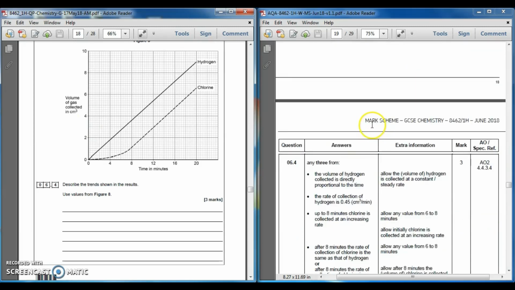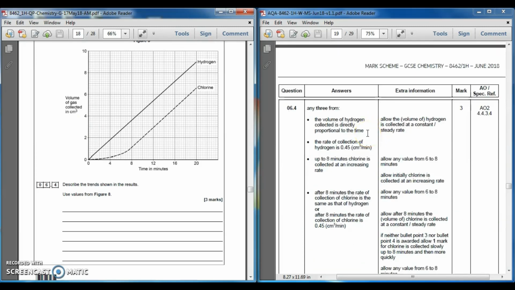6.4, mixed bag. Okay, a lot of people said that hydrogen was proportional, or that it was a straight line graph. Fine, that's good. No one worked out the rate that it was collected at, but it is something that you could do for a mark. Chlorine's where people hemorrhaged marks.